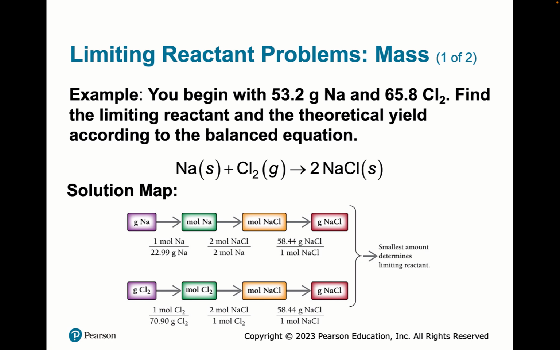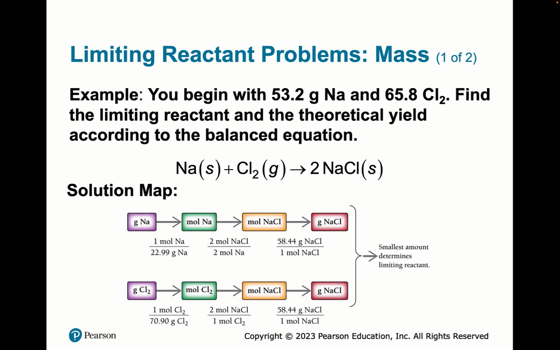You begin with 53.2 grams of sodium and 65.8 grams of chlorine. Find the limiting reagent and the theoretical yield from the balanced equation. So sodium plus chlorine makes sodium chloride. It actually should be 2 moles of sodium. This is unbalanced. So 2 moles of sodium plus 1 mole of chlorine makes 2 moles of sodium chloride. Okay, it didn't write it in the equation, so it is correct.